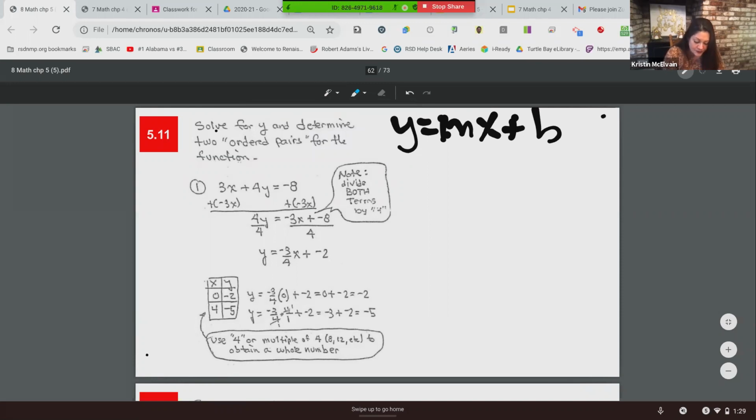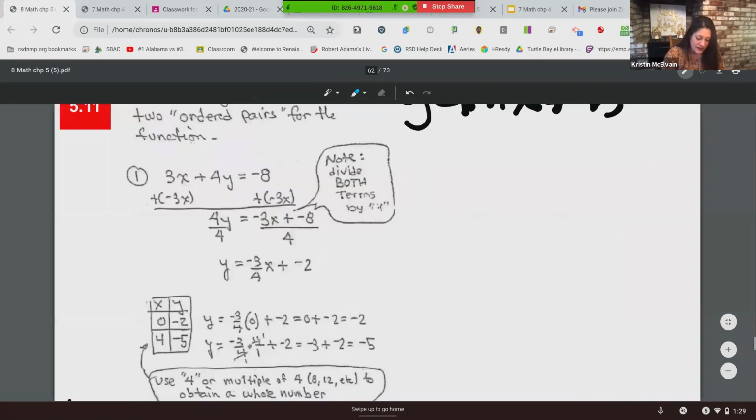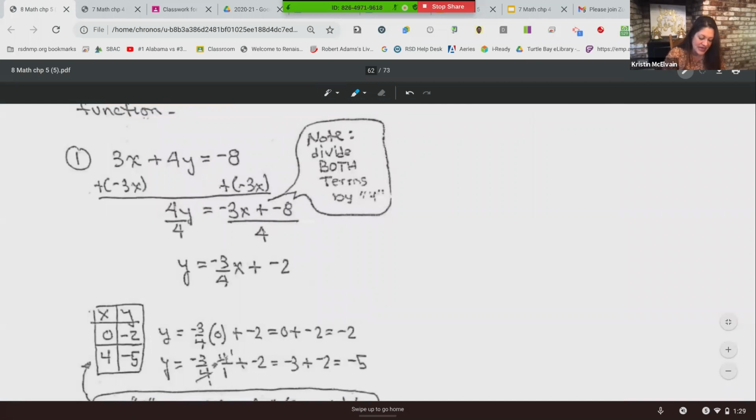Okay, so I'm just gonna go off of it right here. So we have 3x plus 4y equals -8. We need to get y by itself. Yes, you are copying this down on your paper. So we're going to add the opposite on each side.